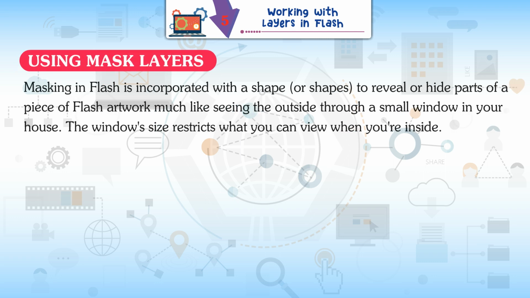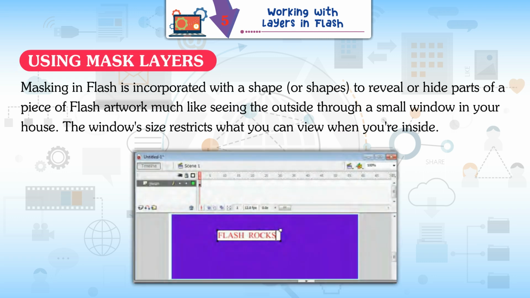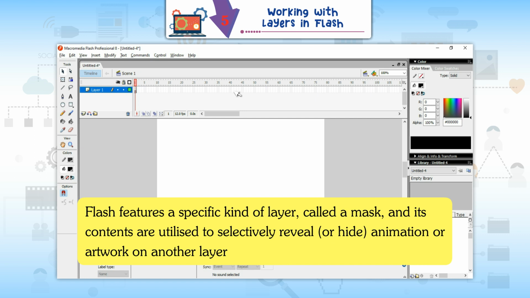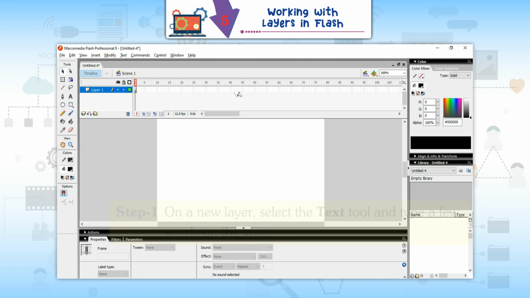Using mask layers. Masking in Flash is done with a shape or shapes to reveal or hide parts of a piece of Flash artwork, much like seeing the outside through a small window in your house. The window's size restricts what you can view when you are inside. Flash features a specific kind of layer called a mask, and its contents are utilized to selectively reveal or hide animation or artwork on another layer.